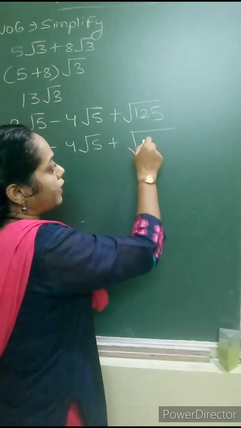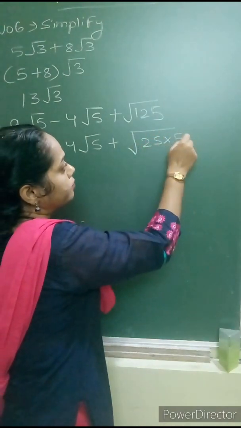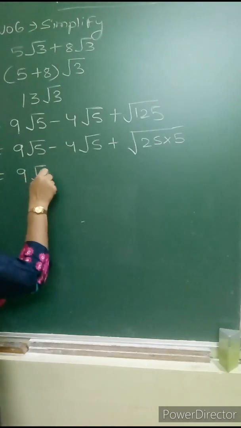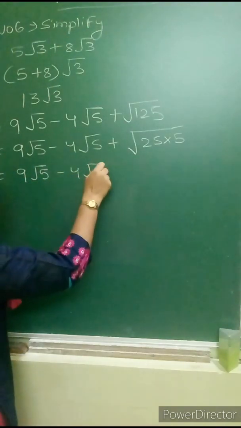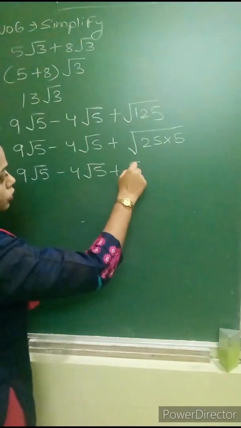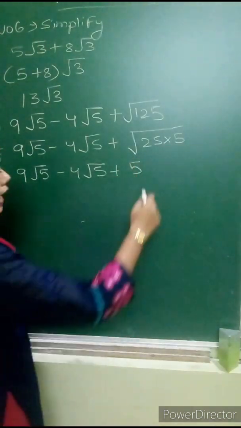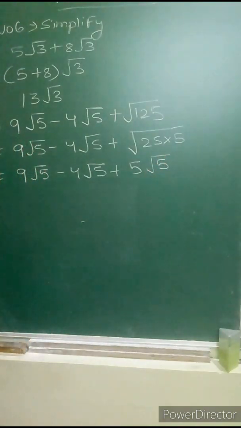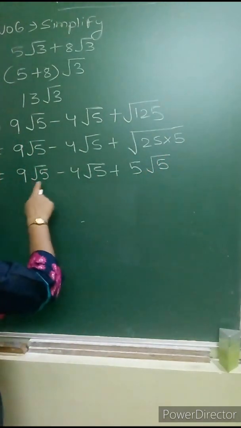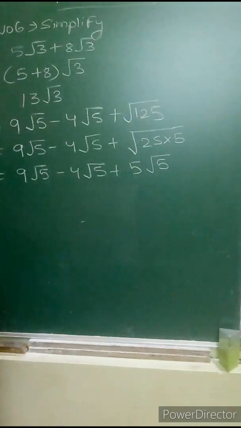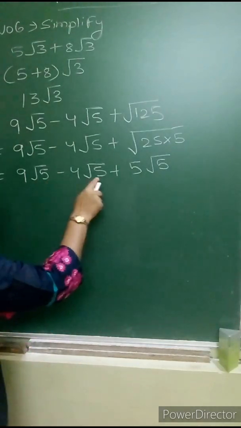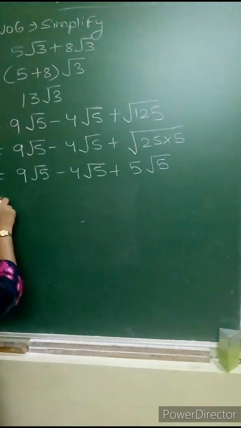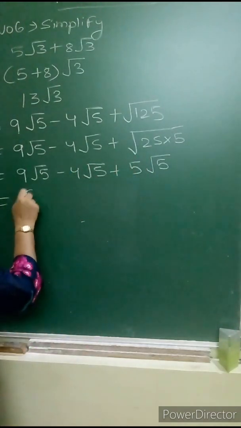See, 125 can be written as 25 into 5. Now what is the square root of 25? Square root of 25 is nothing but 5. So I have written this 5 outside, and this 5 continues to remain inside the radical sign. So we have got 5 root 5. Now all these three surds are like surds because they have the same radicand 5 as well as the same order 2. Again we have to follow the same procedure.